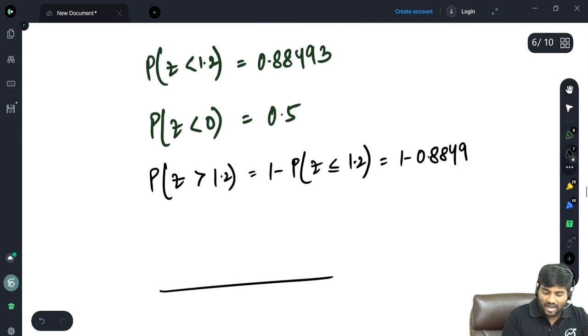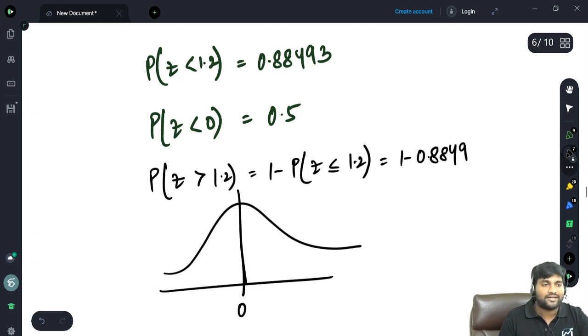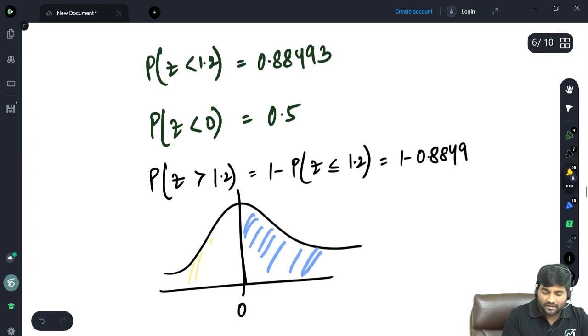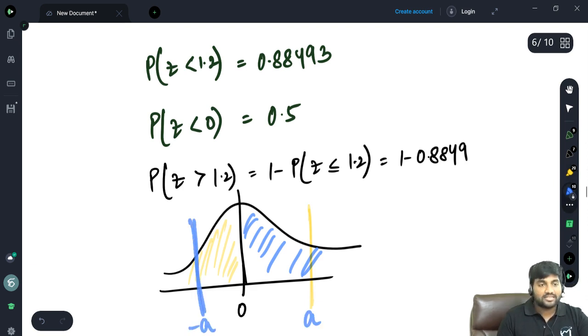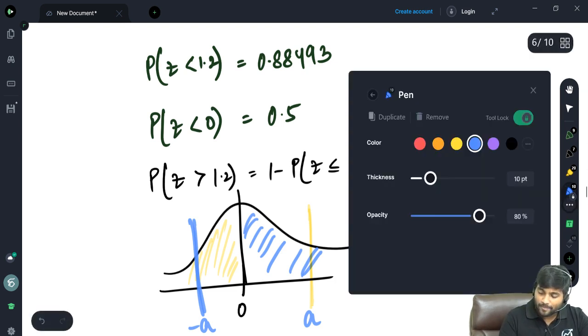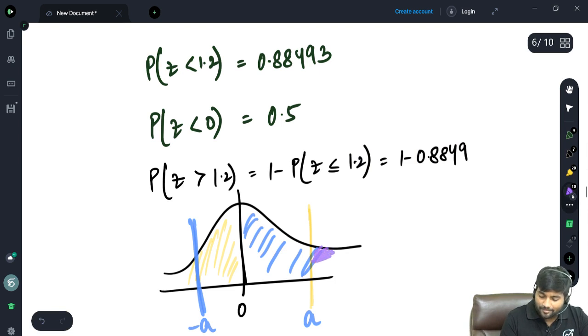Now let's understand the graph once. In the middle it is 0, which is mean, median, mode. All the positive values will be here. All the negative values will be here. Suppose this is A, so here it will be minus A. Since this is a symmetrical distribution, this area will be equal to this area.